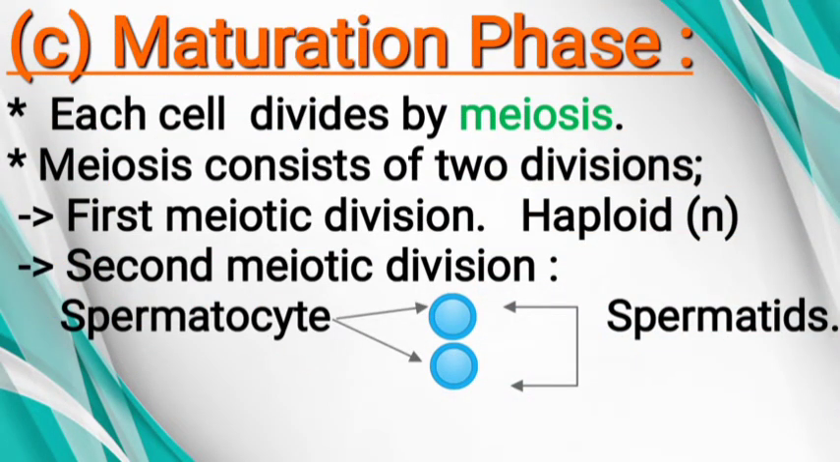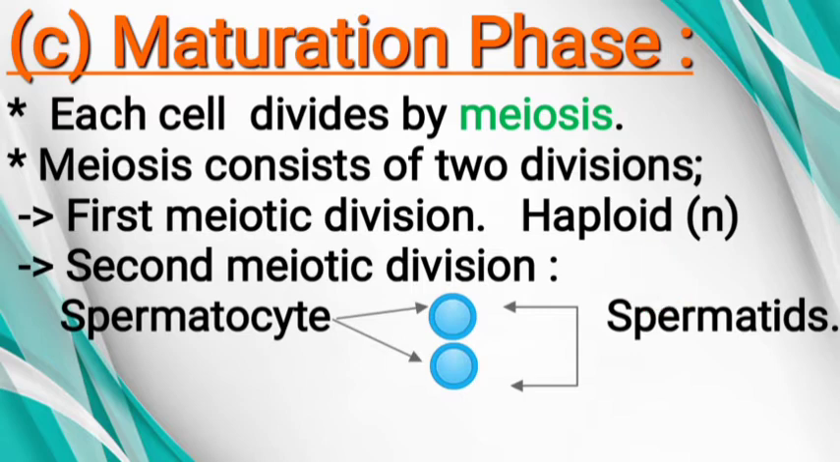Next, the maturation phase. Each cell divides by meiosis. Here we see meiosis division. In the previous two stages we saw mitotic division. Meiosis consists of two divisions, like the first meiotic division. Here we see haploid numbers of cells, with 23 chromosomes.